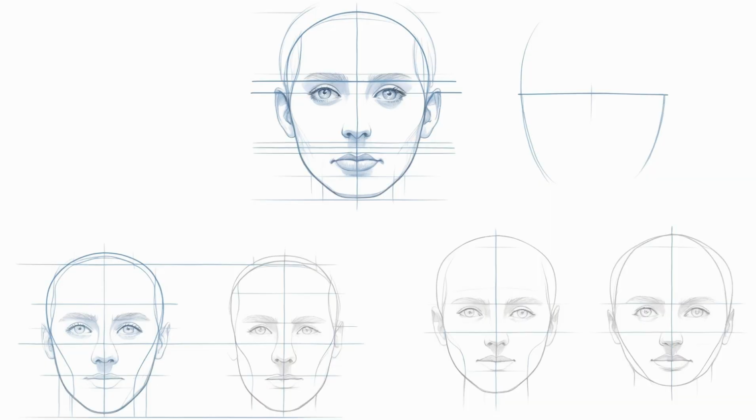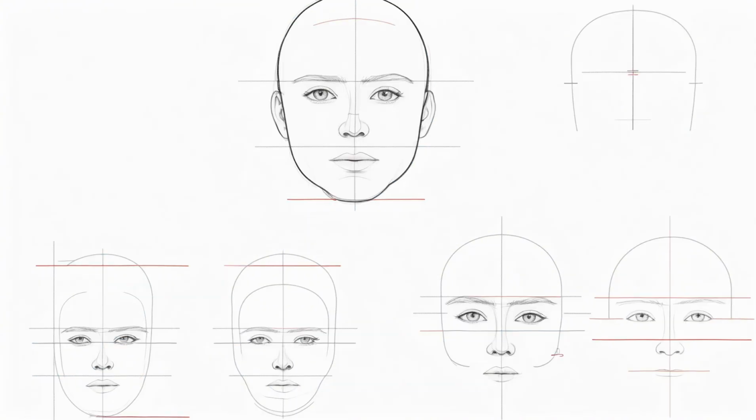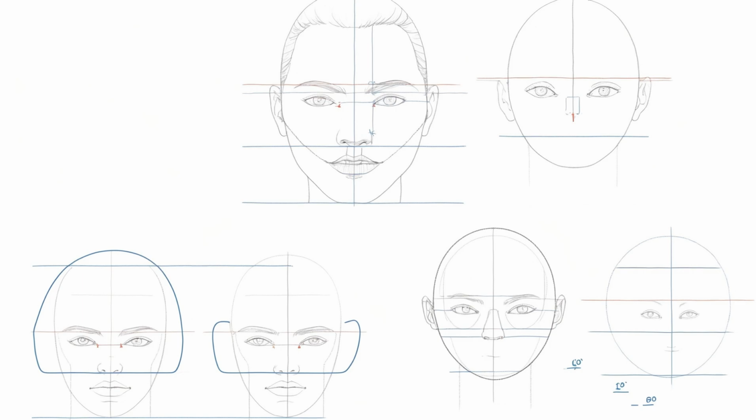Adult proportions. Proportion refers to the relative size and positioning of different parts in comparison to one another. Understanding the correct proportions of the human face is essential for drawing it accurately. Variations in these proportions give each individual their unique appearance. The illustrations on this page demonstrate how to determine the appropriate size and placement of facial features. Once you grasp these fundamental principles, you can adjust them to capture the likeness of your subject.